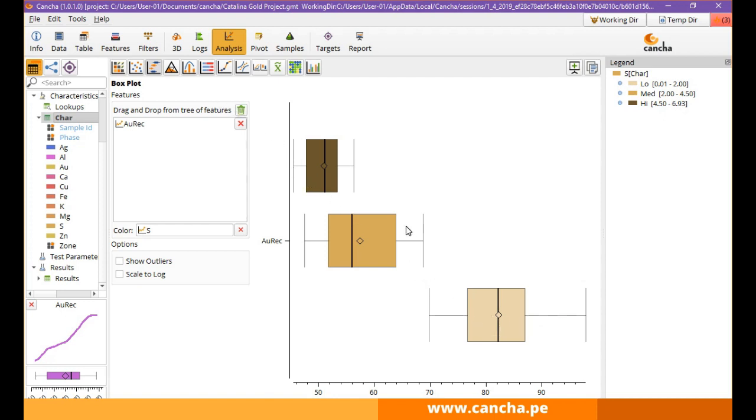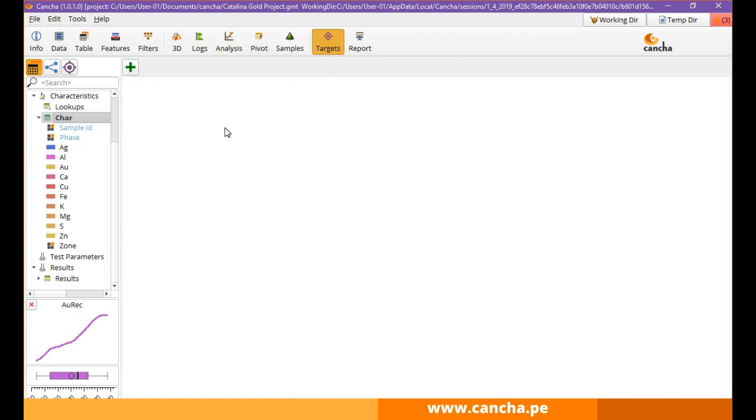So this is the way that we, for years, have gone about trying to find the best geometallurgical model. Just trial and error, trying to plug in as much as we can, the different hypotheses, drawing the graphs and seeing if anything falls out. And certainly the analysis module in Cancha helps with that. But the targets module does it all for us.